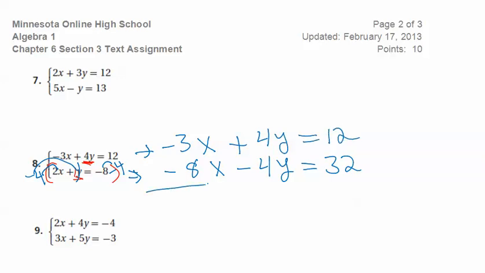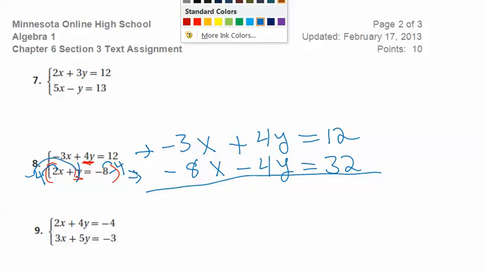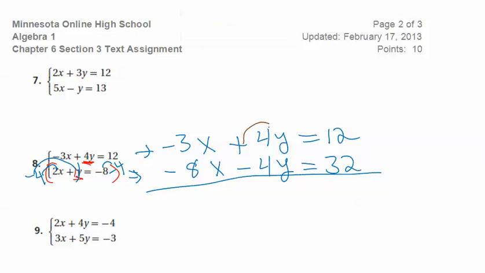And then add the two equations together, because now it's set up for elimination, because we have plus 4y minus 4y. That's what you want in elimination, because now we have negative 3x plus negative 8x is negative 11x. 4y minus 4y is 0. 12 plus 32 is 44.